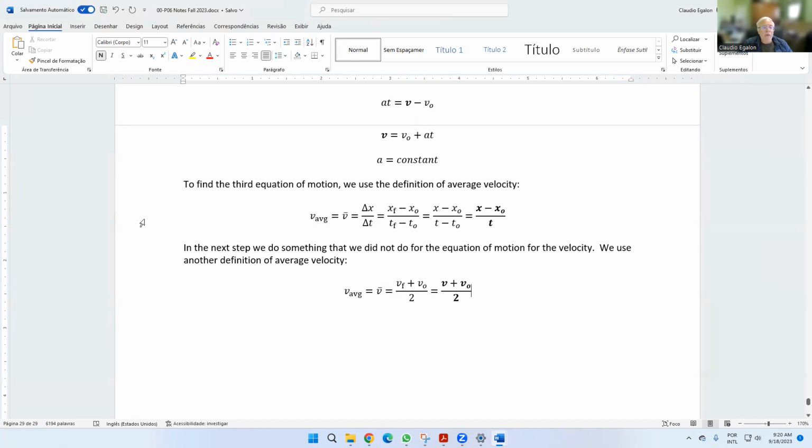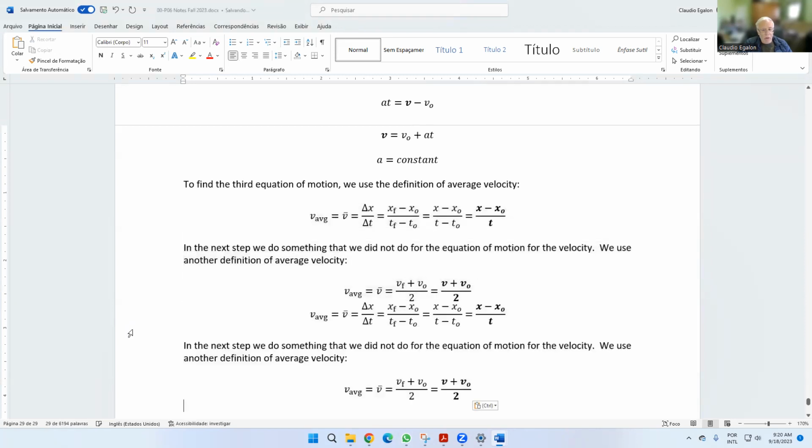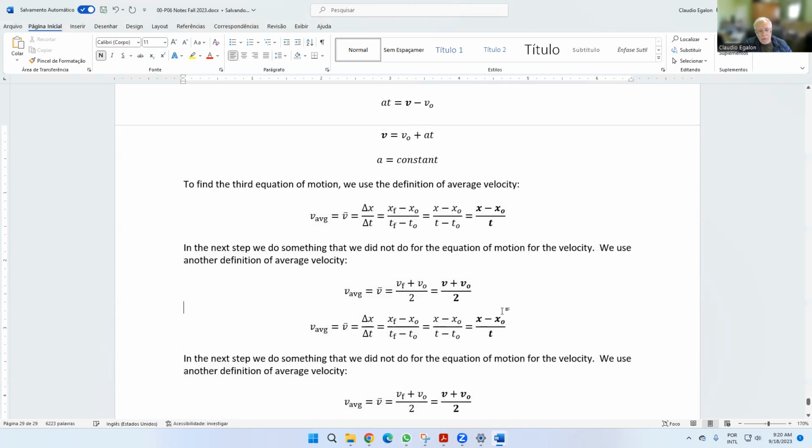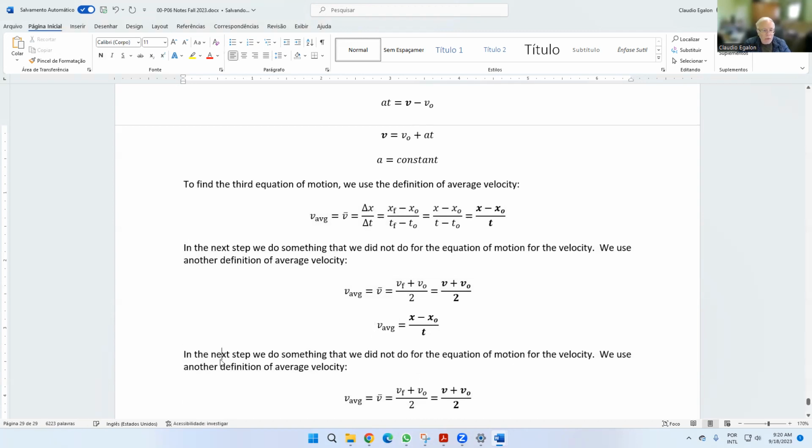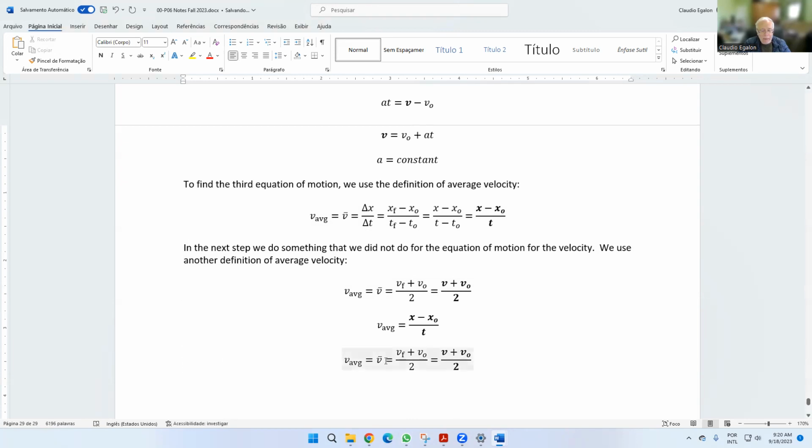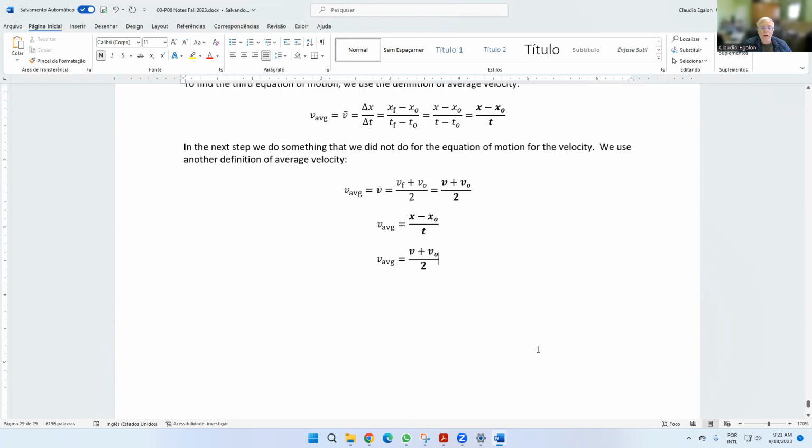So now we have two equations for the average velocity. Those two equations are both very useful. They both are correct. They look different, but they are both correct. We have those two equations for average velocity. What do we do next?